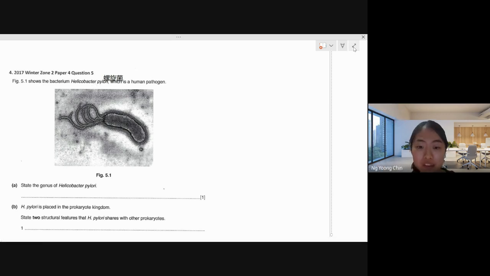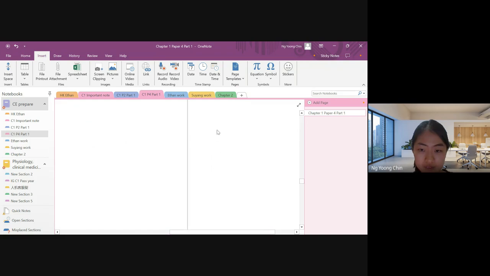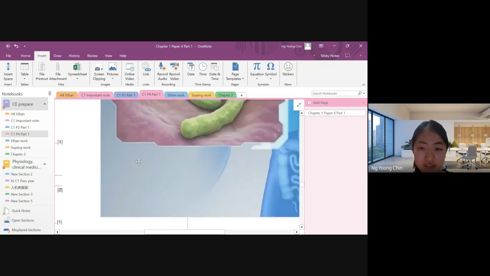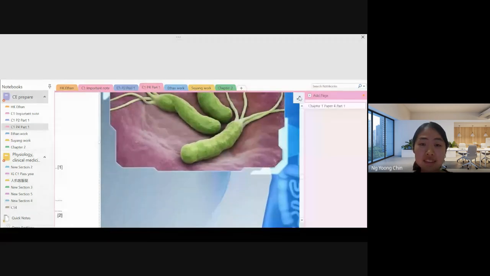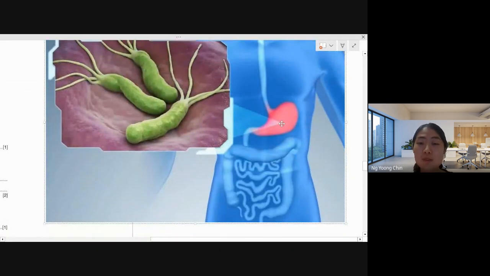You know their shape, you just look at the pylori. Maybe I can show you the actual picture. Helicobacter pylori. It's always found in the stomach. It will cause a very severe stomach pain, okay, by this Helicobacter pylori. Now this is it. See, it looks like this. They usually infect the stomach.